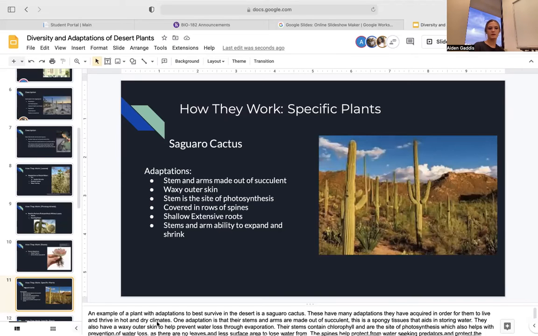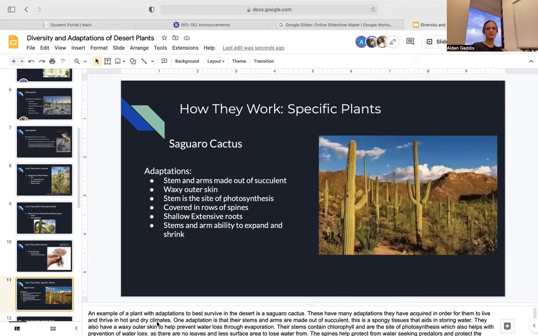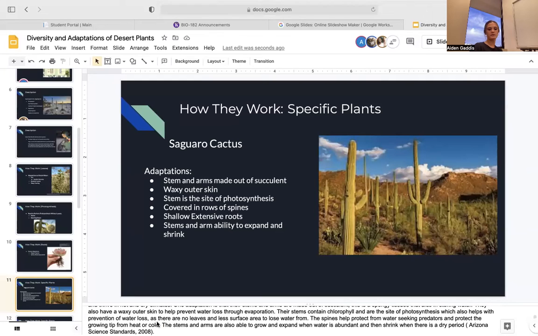For how they work and some specific plant examples. One example is the saguaro cactus, and they have acquired many adaptations to help live and thrive in hot and dry climates. One is that their stems and arms are made out of succulent, and this is a spongy tissue that aids in storing water. They also have a waxy outer skin to help prevent water loss through evaporation. As well as their stems can contain chlorophyll and can be a site of photosynthesis.